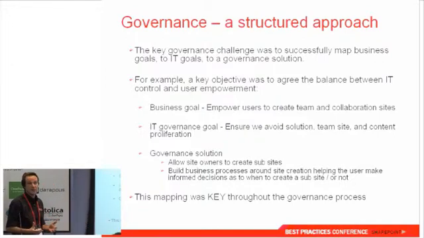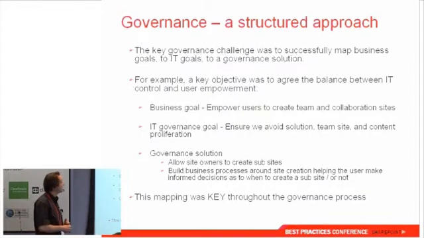So for example, a key objective was to agree the balance between IT control and user empowerment. The business goal was to empower users to create team sites and collaboration sites. The IT governance goal was to ensure we avoid solution, team site and content proliferation. And then the governance solution was to check and balance the two.